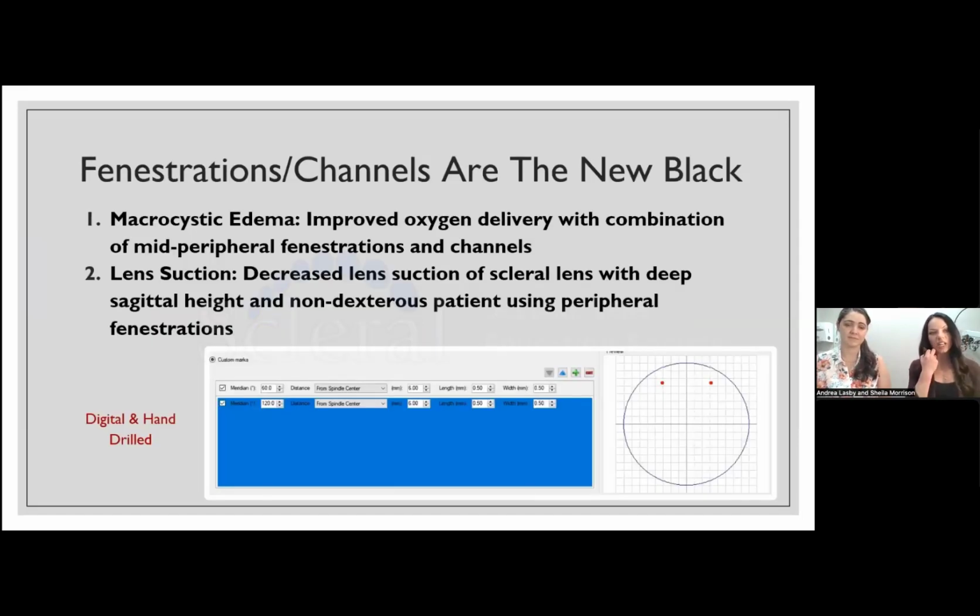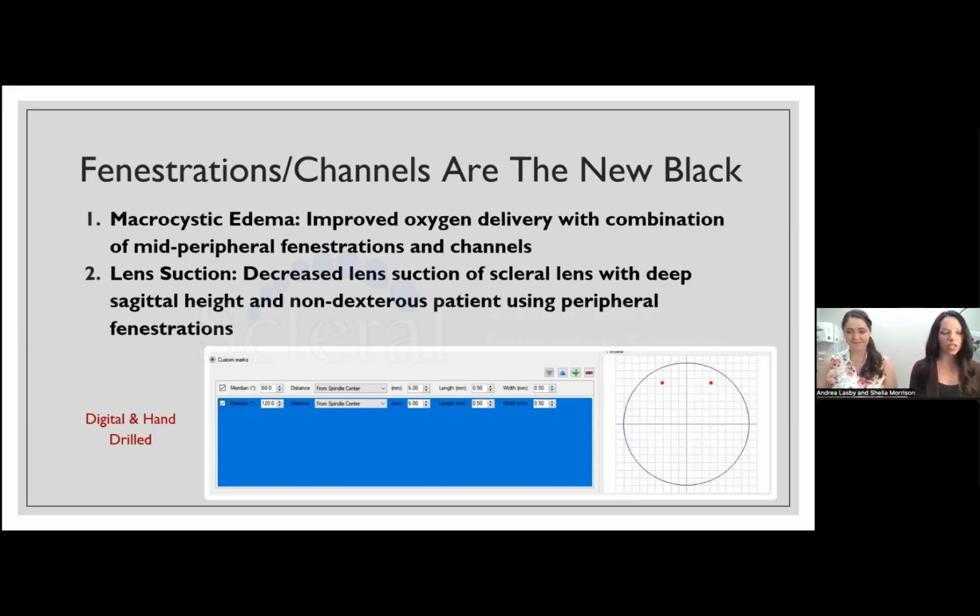Now, our last focus point is going to be looking at fenestrations. We've been having a lot of fun here at Mission looking at different ways to utilize them. And the two main reasons I would say that we would consider using fenestrations, which by the way are not a new thing. Fenestrations have been around a really long time, just used in different ways.